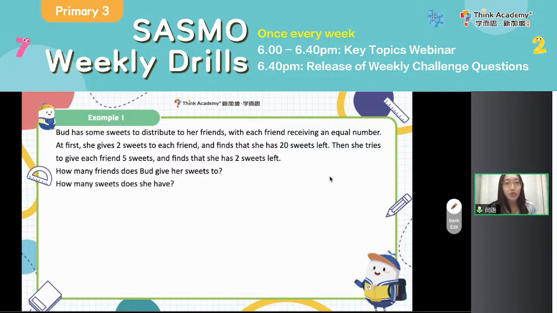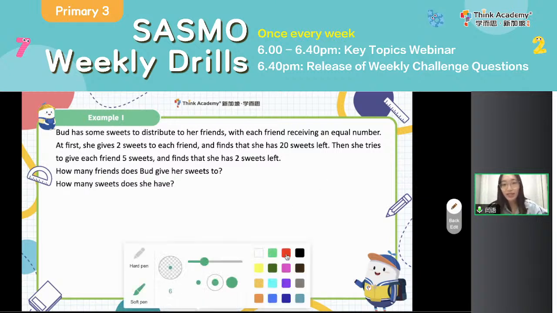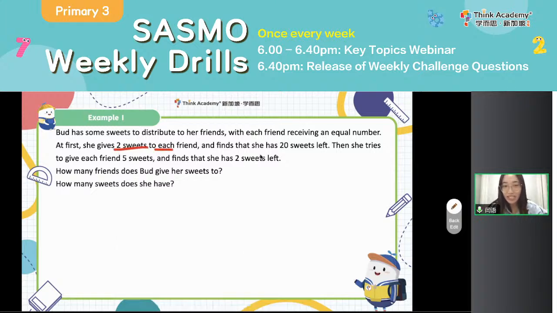Bud has some sweets to distribute to her friends, with each friend receiving an equal number. At first, she gives 2 sweets to each friend and finds that she has 20 sweets left. Now everyone, please take out your pencil and underline the keywords: 2 sweets to each friend, and she has 20 sweets left. Then she tries to give each friend 5 sweets and finds that she has 2 sweets left. There are 2 questions. The first is how many friends does Bud give her sweets to. The second is the number of sweets.